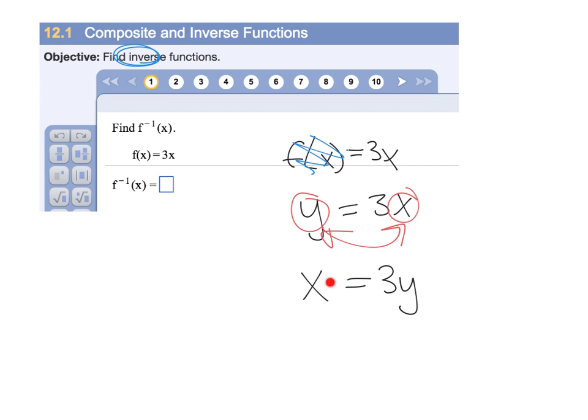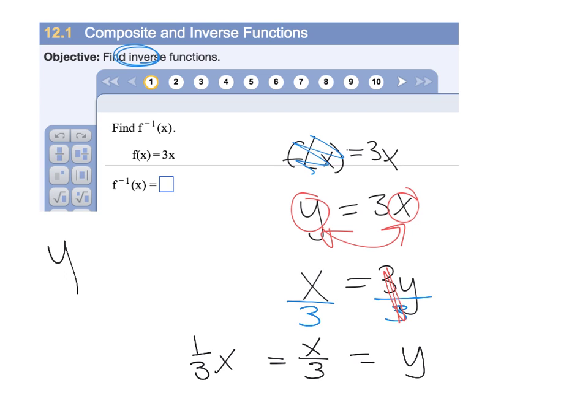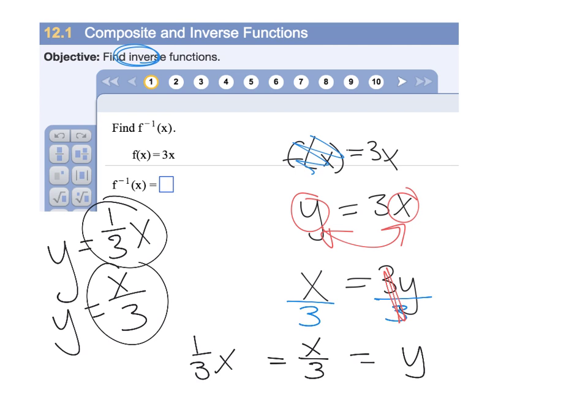Now that we've got this, we solve for y. And so solving for y, we want to get y all by itself, which means we're going to divide both sides by 3. And so the 3's undo each other, so that gives us y is equal to x over 3. And another way to say that is 1/3 x. So our inverse function is y is equal to 1/3 x. Or you could have put y is equal to x over 3. And either one of these is what you're going to put in that box right there.